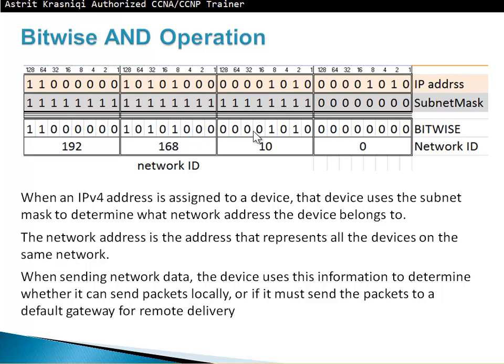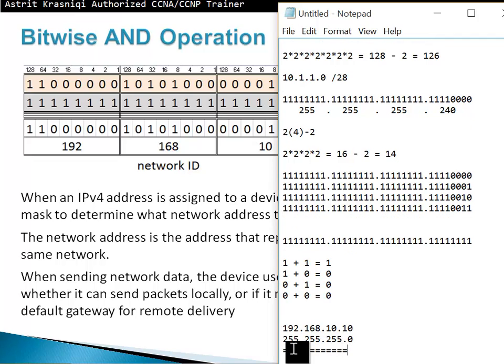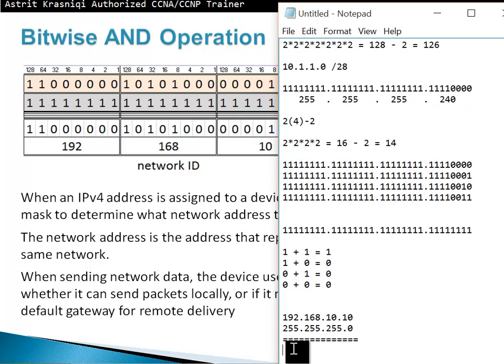11000000101010100000001010 and all zeros. Or if we convert it in decimal, we have 192.168.10.0. So now it knows, okay, well, my IP address, if I open the notepad, my IP address was 192.168.10.10. My subnet mask is 255.255.255.0. So when I did the bitwise conversion with this, I found out that my network address is 192.168.10.0. So now the end device knows, okay, well, this is my network, yeah?